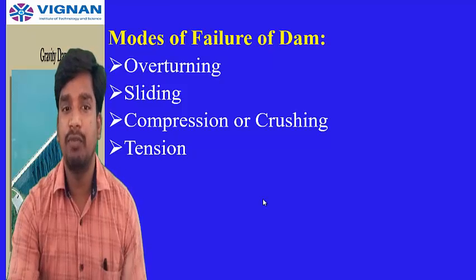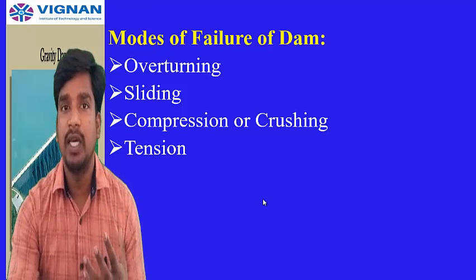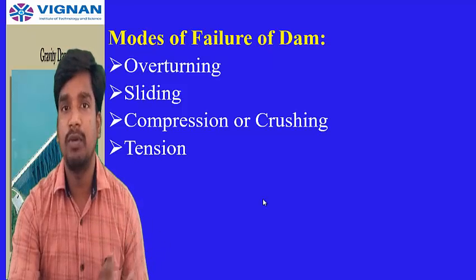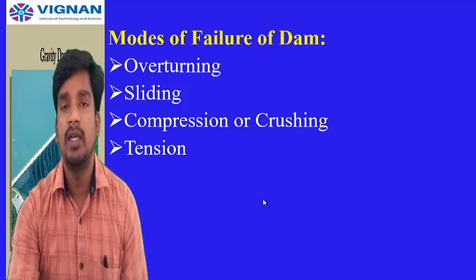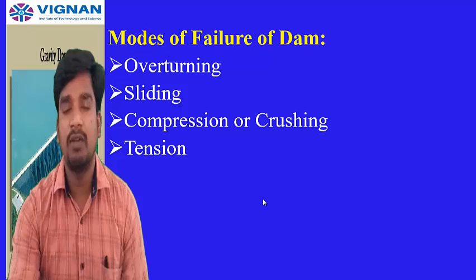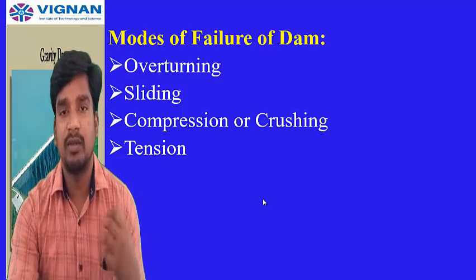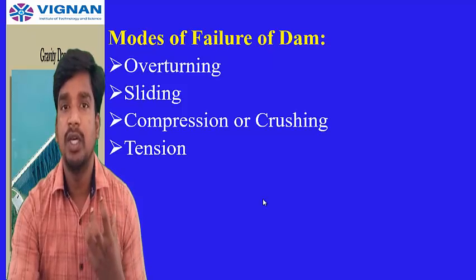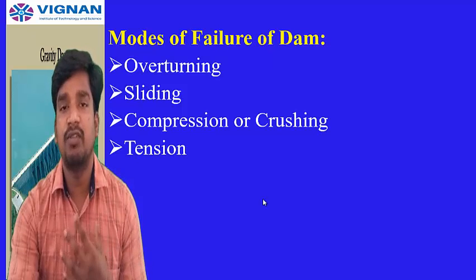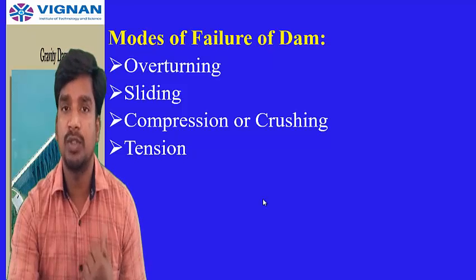Now the second important force is sliding of the dam. If the foundation is soft and there is no cohesion or friction between the foundation and the bottom of the dam, then there may be a chance of sliding on the soft soil. How to overcome this sliding force and what precautions we need to consider, we will see. The next important force is compression or crushing. What is the compression or crushing force which affects the stability of the dam and may cause failure of the dam, that also we will see.